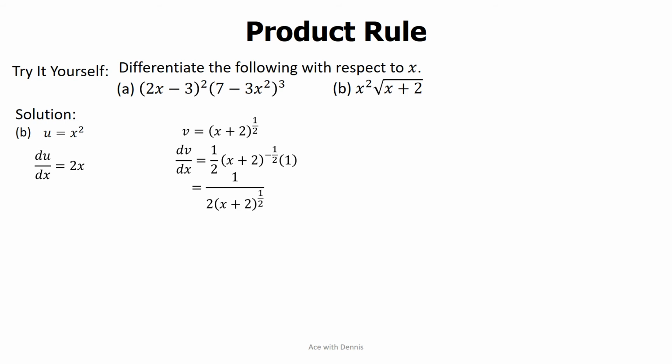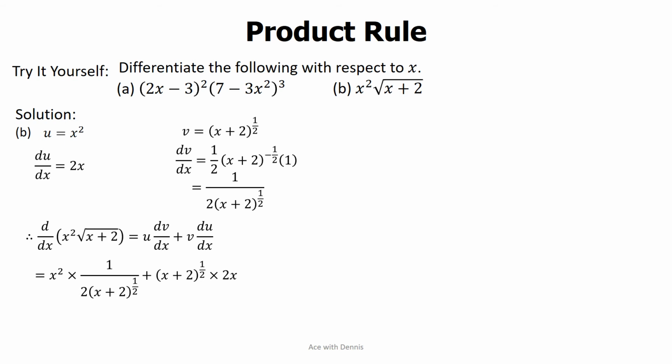Then we simplify further, it becomes 1 over 2 (x plus 2) to the power of half. Hence, the derivative of x squared times the square root of x plus 2 in terms of x is u times dv over dx plus v du over dx. Just put all the information inside. We get x squared times 1 over 2 (x plus 2) to the power of half plus (x plus 2) to the power of half times 2x. Now we simplify, we get this.